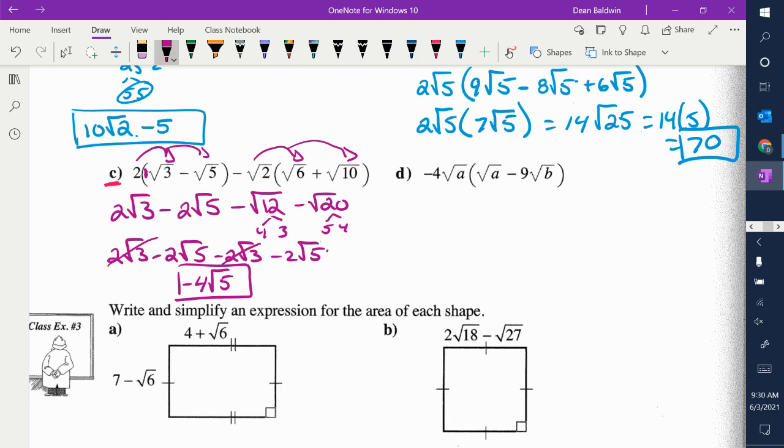So we can do it with variables as well. Okay. Negative 4 root a times root a. So I'm multiplying this whole thing in here. What's negative 4 root a times root a? Yeah, negative 4 root of a squared. Negative 4 times 9 is 36 root ab.